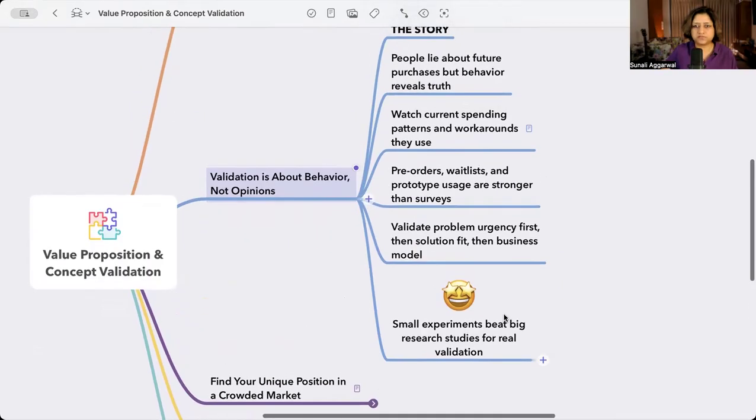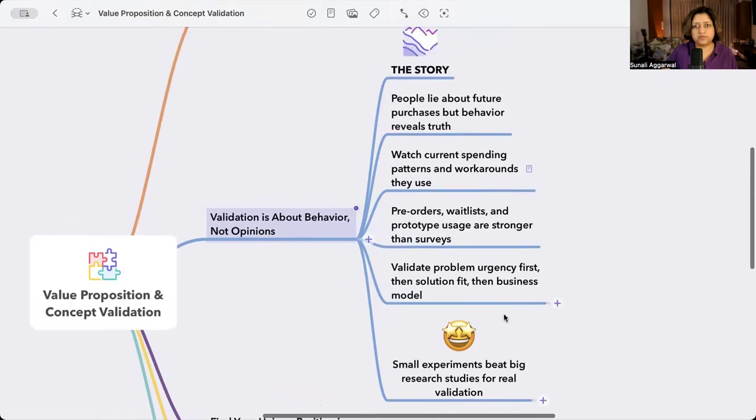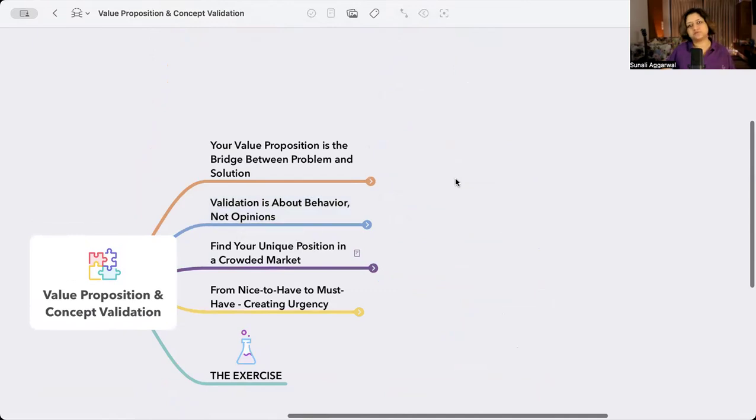Pre-orders, waitlists, and prototype usage are stronger than surveys. So if I need to, and I've said this many times earlier also, if I need to test out something, I would just make a website about that. And if I were to sell, I would quickly set up an e-commerce store and start ads and see whether this is working or not, and what kind of feedback I'm getting. These are the smaller experiments that you can do before launching the big project that you have in mind.